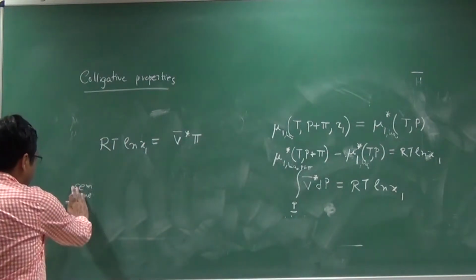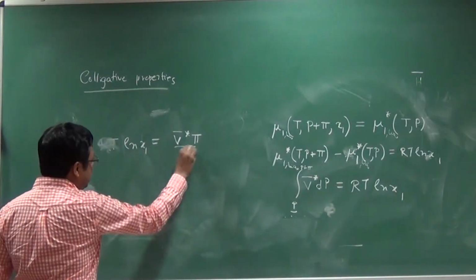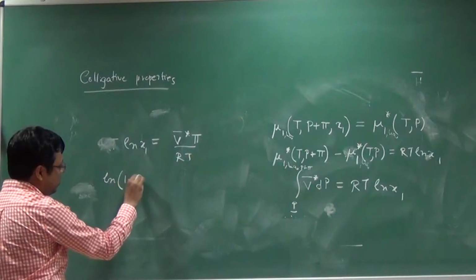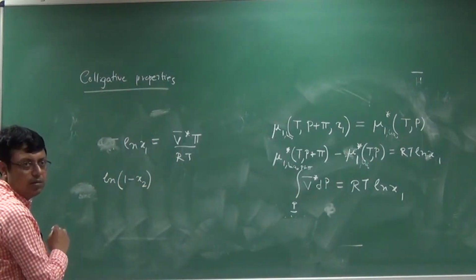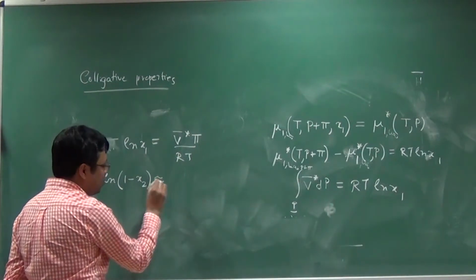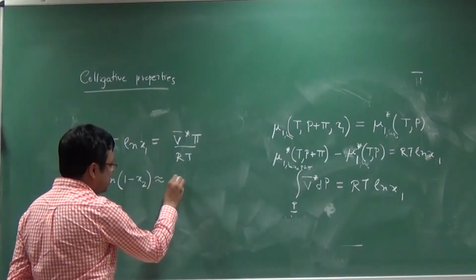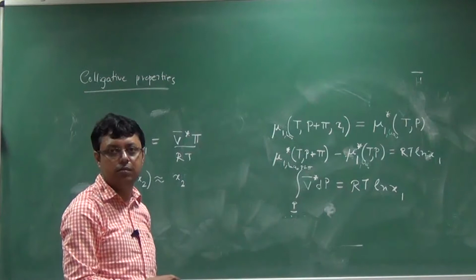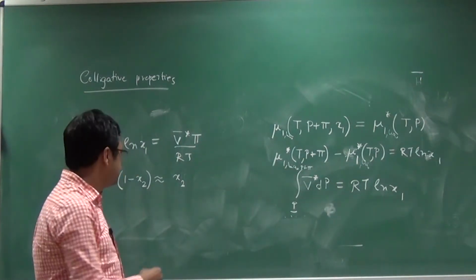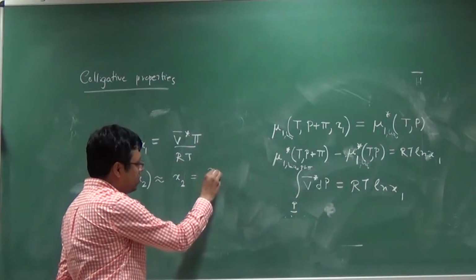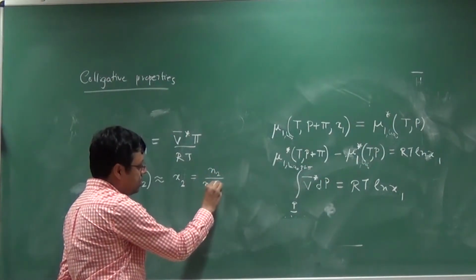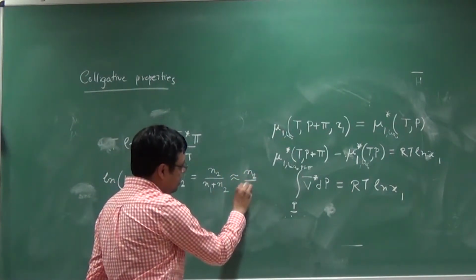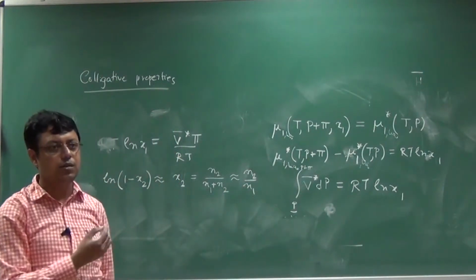So let us just write the RT. Now, what is ln X1? ln X1 is nothing but ln of 1 minus X2, as simple as that, which we can approximate as minus X2, because usually X2 is small. Even if you take a very concentrated solution, the water is still the major one, the bulk phase. So what is X2? X2 is the mole fraction, which is N2 divided by N1 plus N2, which you can further approximate, since N1 is much larger than N2, as N2 by N1.